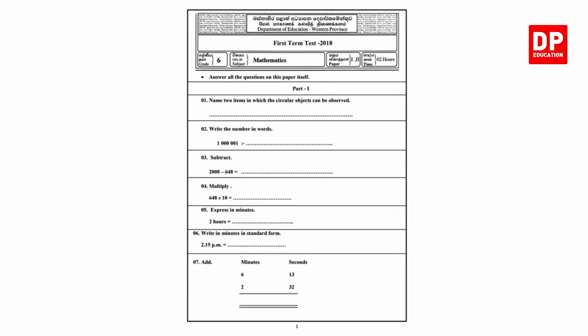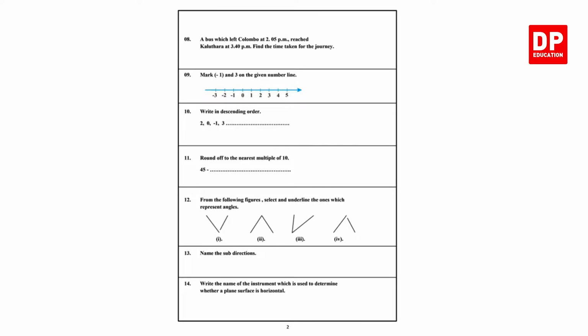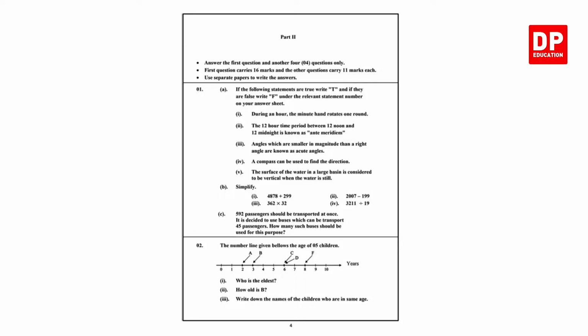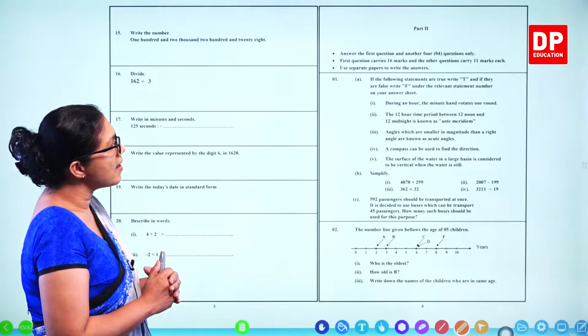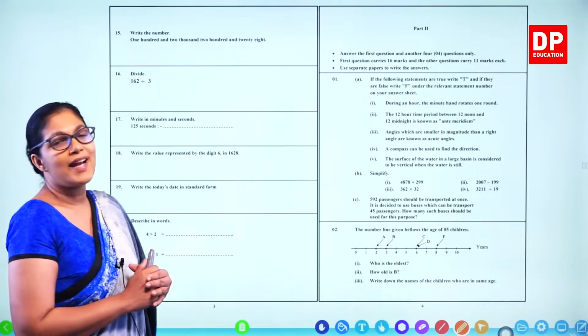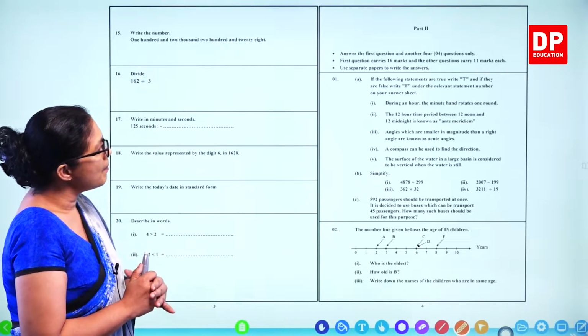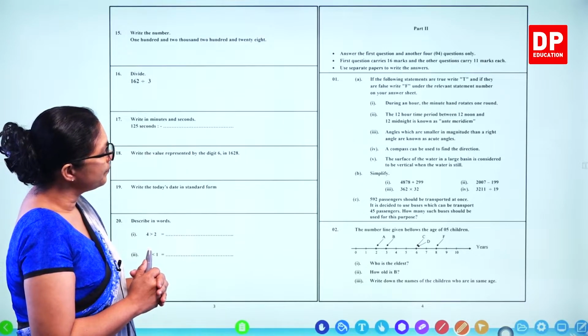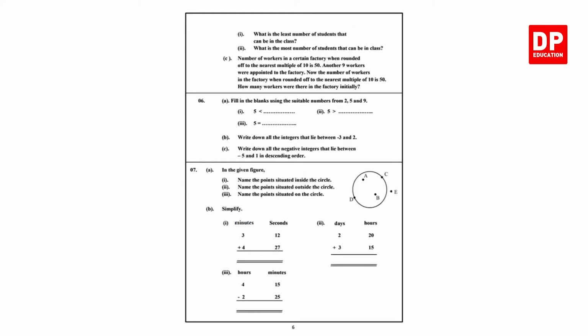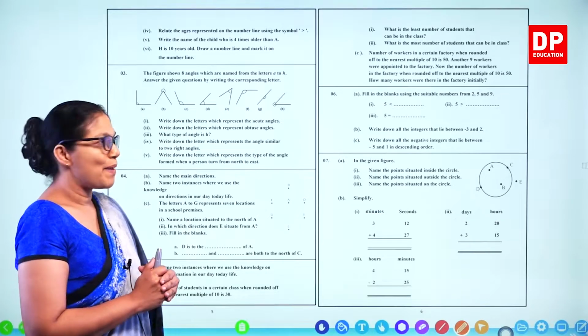So question number 1 to 7 in the first page and then 8 to 14, 15 to 20. Then you get part 2. Answer the first question and another 4 questions only. First question carries 16 marks and other questions carry 11 marks each. Use separate papers to write the answers. So you have to ask for line papers there. Question number 1, then 2, 3, 4, 5 and last page question number 6 and 7. So let's do this paper now.